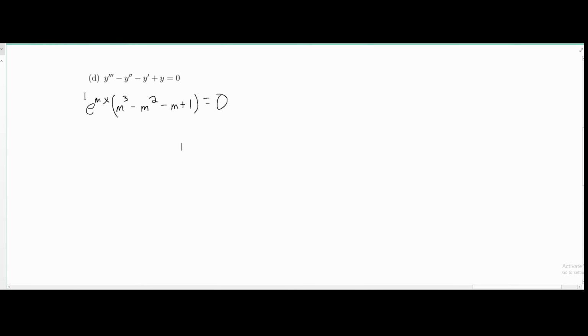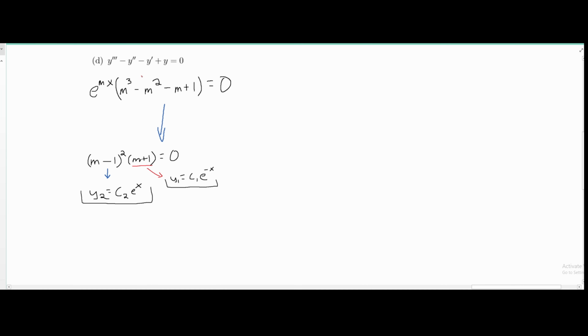So for D, we will plug in all of our y's, and this is what we get. So we need to factor this portion, and we get (m minus 1) squared times (m plus 1) is equal to 0. For this m plus 1 part, we can get this y1. For the m minus 1 part, we need 2 y's. However, we only get 1.